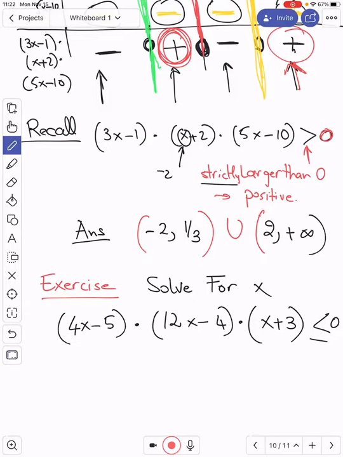Oh, Matthew, you got the answer. Let's see. You're saying -3, 1/3. That's correct. 5/4. So negative, positive, negative. So here, this is Matthew.